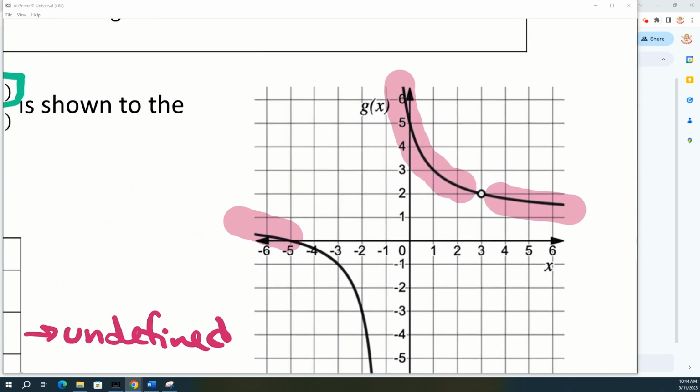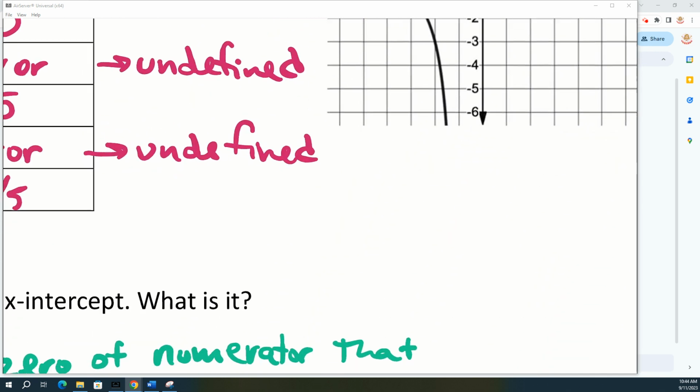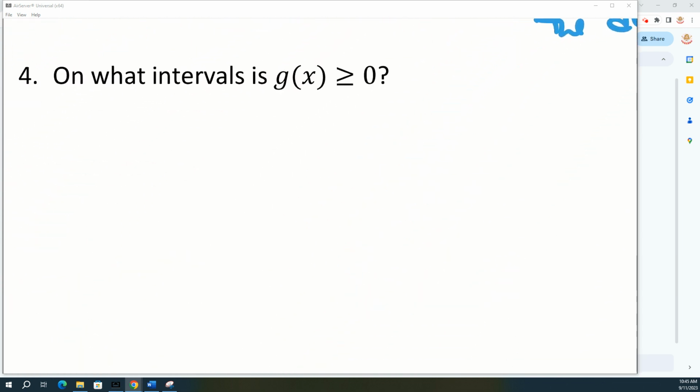So that one that's all to the left of -5, that's going to be from -infinity to -5. Should we include -5 in our answer or not? Yes. We should. Good. So we'll do a bracket. All right, then we're going to do this U. And we're going to describe the other two sections.